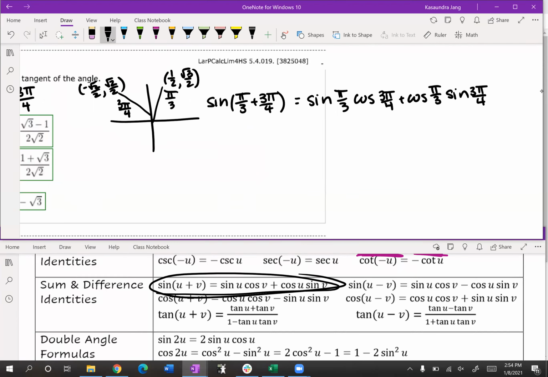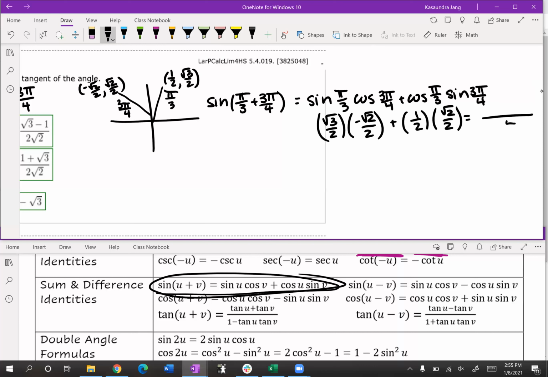Okay, sine being the y value. So the sine of pi thirds, the y value at pi thirds, is root 3 over 2. Cosine of 3 pi fourths, the x value at 3 pi fourths, was negative root 2 over 2. Then cosine of pi thirds, the x value at pi thirds, was 1/2. And sine of 3 pi fourths, the y value at 3 pi fourths, was root 2 over 2. So this gets me to a common denominator of 4.